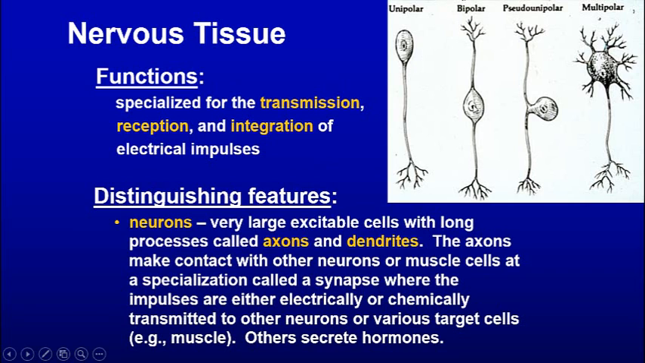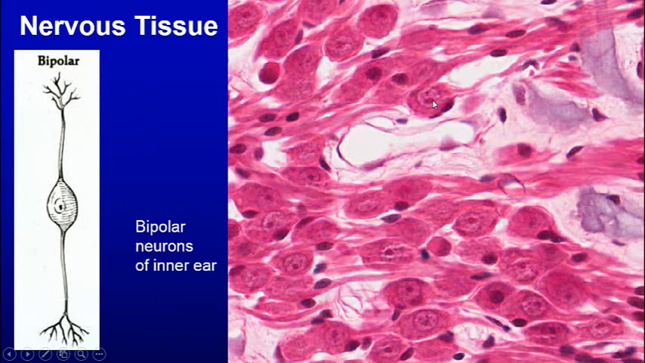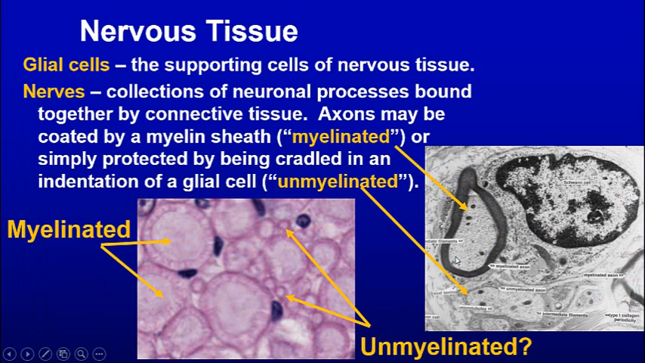And there's different types. There's bipolar, pseudo-unipolar, and then multipolar, unipolar. And so here we see a bipolar one. This one is in the bipolar cells in the inner ear. So this is a cell body with a pole going in either direction. There's also glia cells, which are support cells.